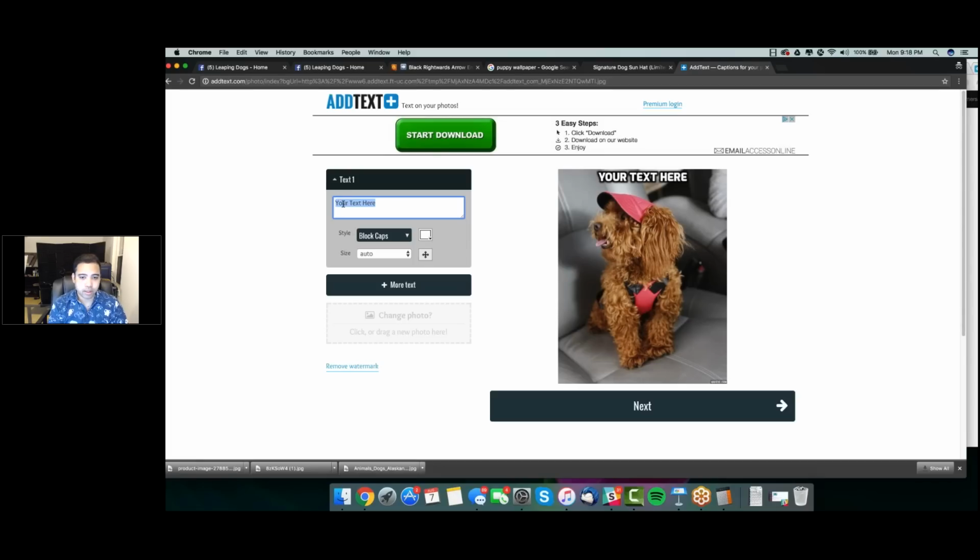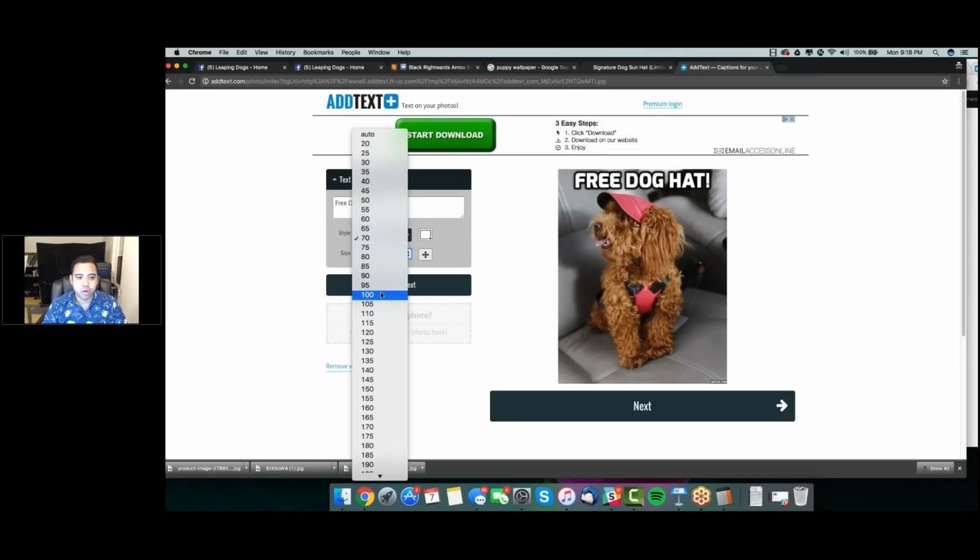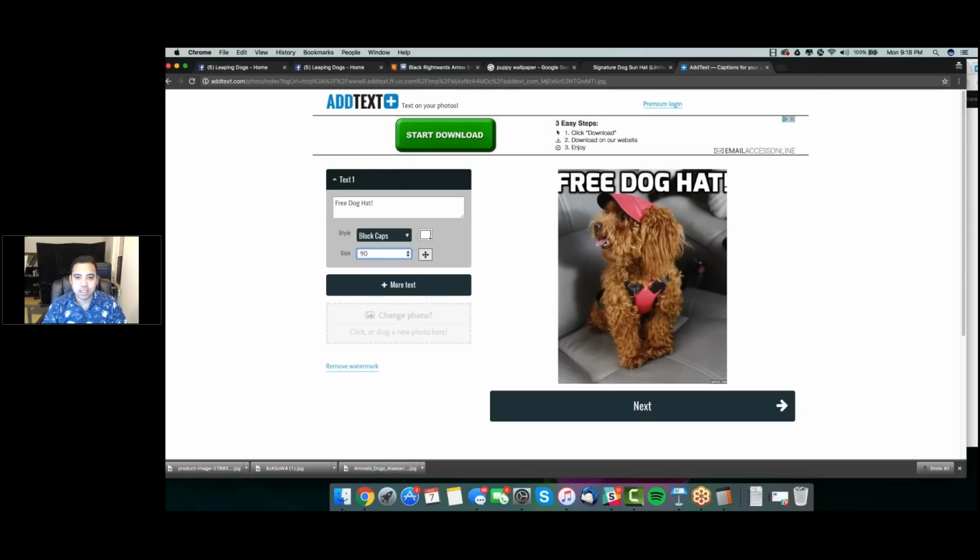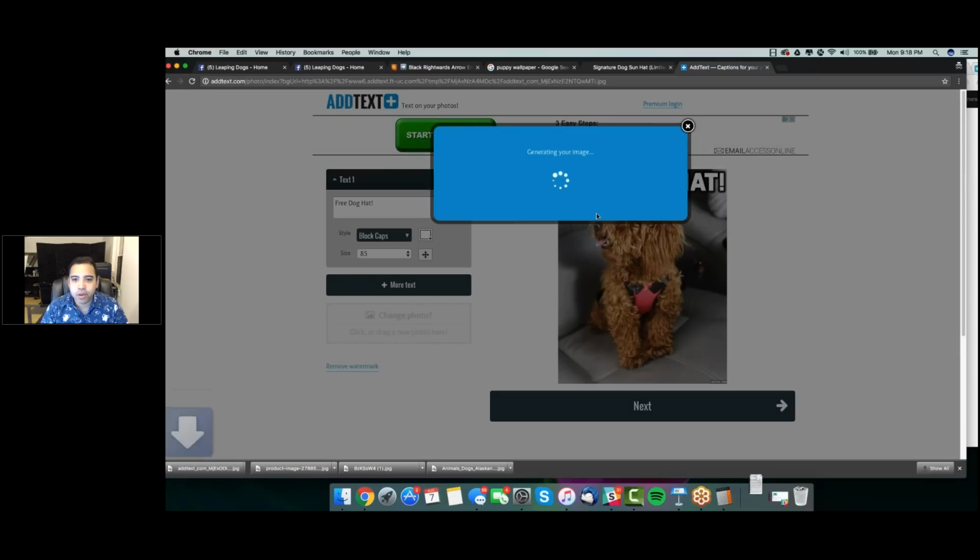So we're going to say something like this: free dog hat. And then we're going to make this big. This is still too small on the mobile phone. Those with bad eyesight are not going to be able to see that, right? But something like this, boom, 70. Let's try 90. No. We want it to fit in here. 80 looks good. Let's try 85. There we go, 85. So we're going to hit next, and look at this. Look at how huge this is, right?